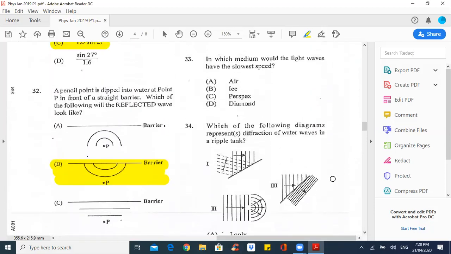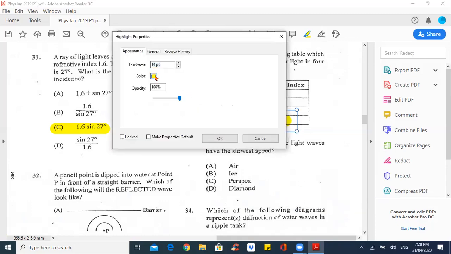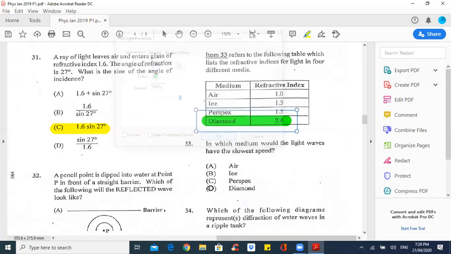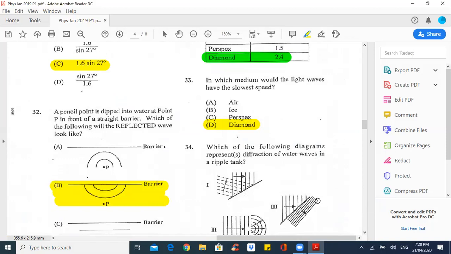Number 33 here, they said item refers to the following table of the refractive indices for light in 4 different media. They're asking us here, in which medium would the light wave have the slowest speed? The slowest speed would have the highest refractive index. So your answer should be this one, which is diamond. So the answer is diamond in number 33, which is D.